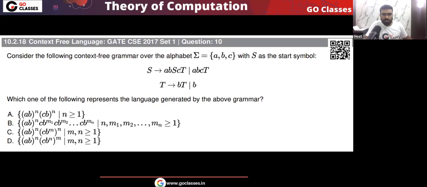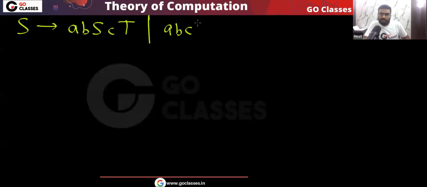Okay. So this question you can solve by many different methods. Now let's see. First we will do the complete analysis and then we will see the option elimination also. So this grammar is given to us as, this is the start variable. S goes to a b S c T or a b c T. And T goes to b T or b. Okay, so this is the grammar.